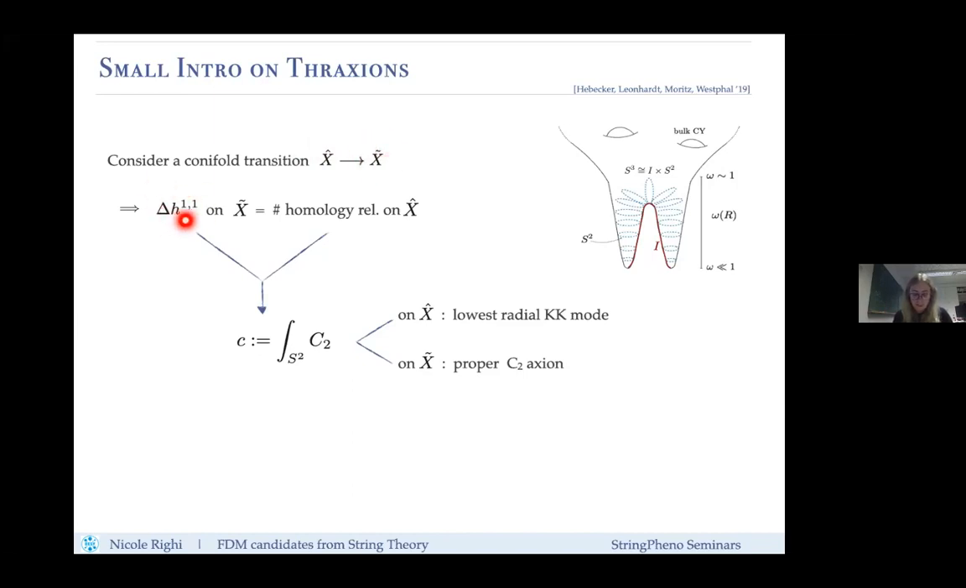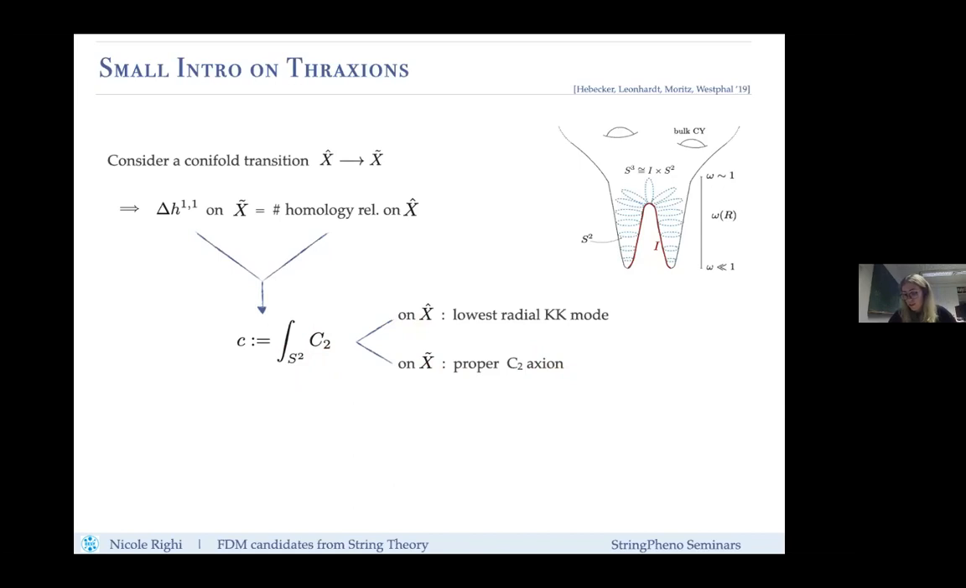And we know that the change in h11 on the resolved side corresponds to the number of homology generators of the cycles that are shrinking at the conifold locus on the deformed side. Now, the authors define the integral of C2 over the 2-sphere, which is a portion of the 3-cycle that is shrinking. You can define this on the resolved side as a proper C2 axion that we all know, but this can also be seen on the deformed side as the lowest-radius KK mode inside this throat. Therefore, this is a new particle and it's naturally light.